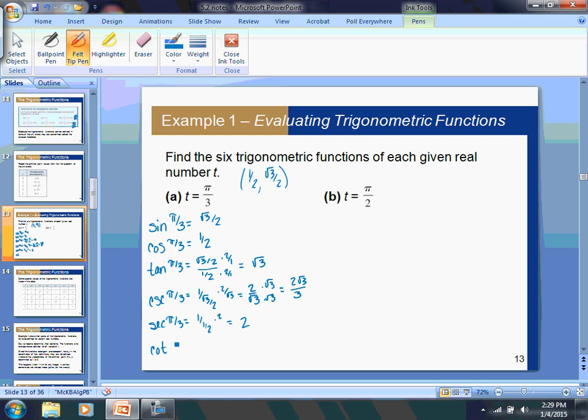And then cotangent. Again, we could think of it as cosine over sine. So we could do 1/2 over square root 3 over 2.